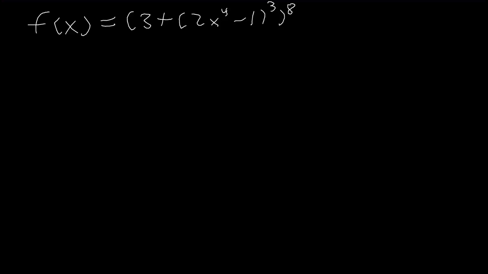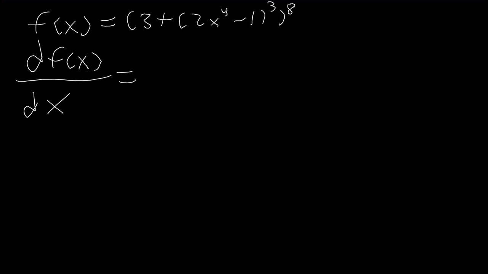So let's find the derivative of f of x with respect to x when f of x equals 3 plus 2x to the power of 4 minus 1, cubed, to the power of 8. So we'll find the derivative using the chain rule. This is going to be our inside function.